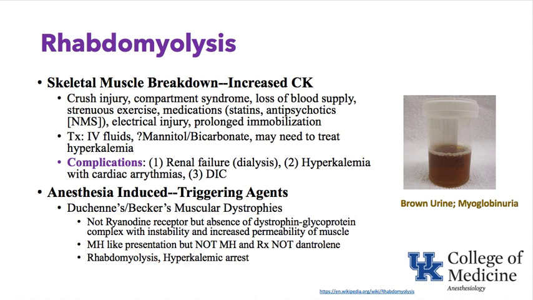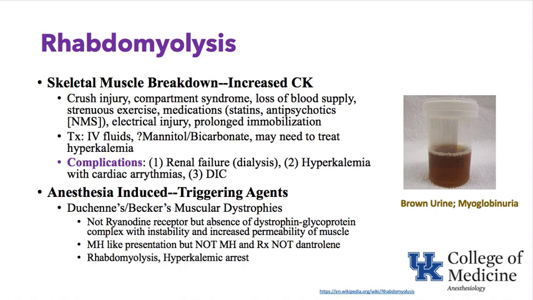How do we treat this? Well, the kidneys can be damaged by the myoglobin. IV fluids are needed. Sometimes mannitol and bicarbonate are used to try to improve renal urine output, and IV fluids to improve renal blood flow. And they may have hyperkalemia that requires treatment.